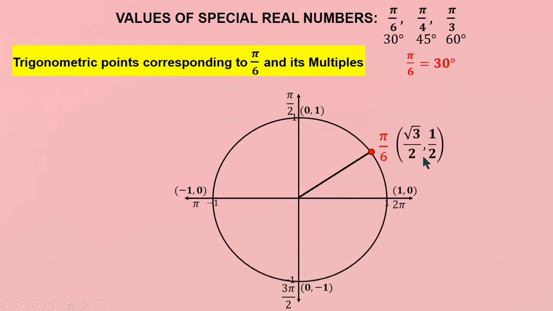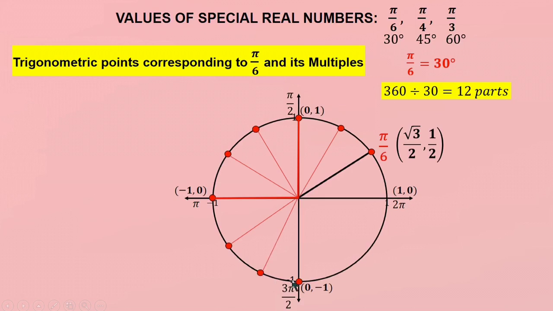Next, we determine its multiples. First, we need to determine how many pi over 6 are there in the unit circle. So we divide 360 by 30, and that is equal to 12. Here, we already have 1 pi over 6. Remember, we need to divide the circle by 30 degrees into 12 parts. So 1, 2, 3, 4, 5, 6, 7, 8, 9, 10, 11, and 12.